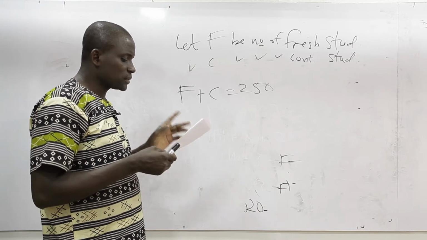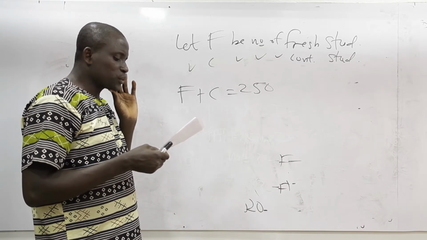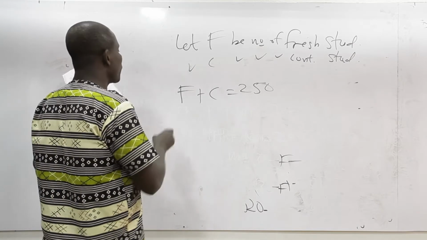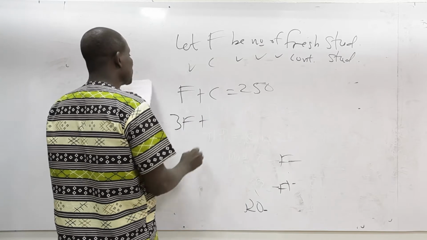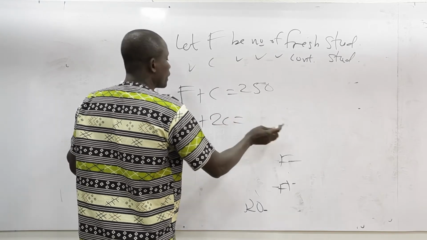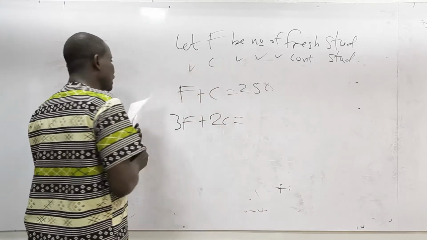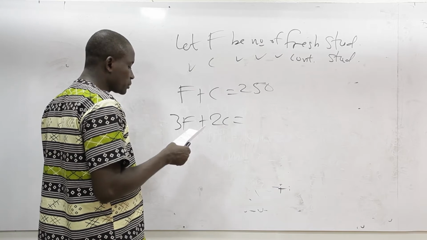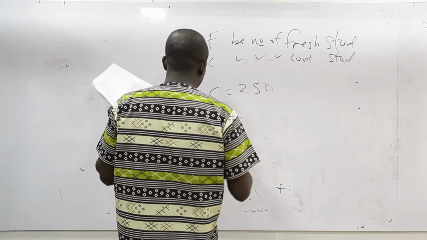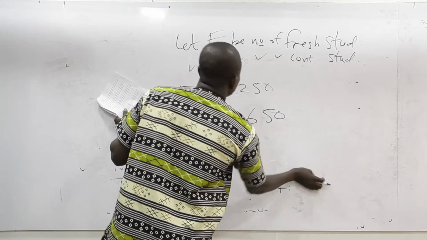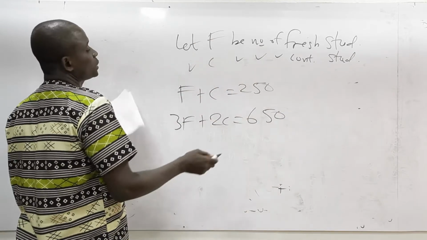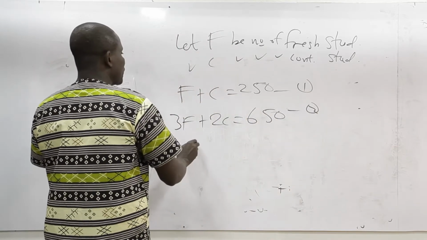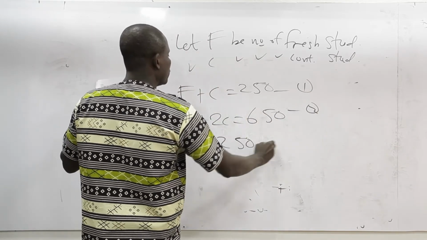Then he said that fresh students were asked to pay SRC dues of what? 3 cedis. So straight away it is 3F. Then continuing students pay 2 cedis, so 2C. And the moment you do this, then you look for the total amount they got, then you put it there. So what is the total amount? 650. 600 and 50. You can make F the subject or C the subject. So this is equation 1, 2. So I can say that C is equal to 250 minus F.